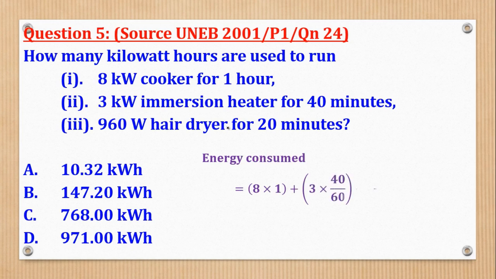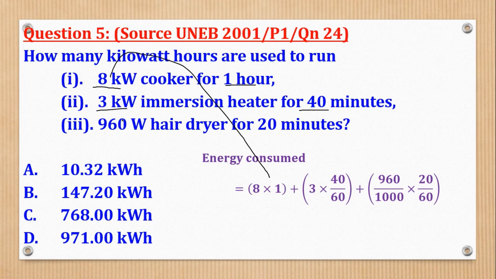So energy consumed, first of all, this is 1.8 kilowatt for 1 hour. So power times time is that. Then 3 kilowatt for 40 minutes. So power is that. Time must be in hours, so we convert the 40 minutes to hours.